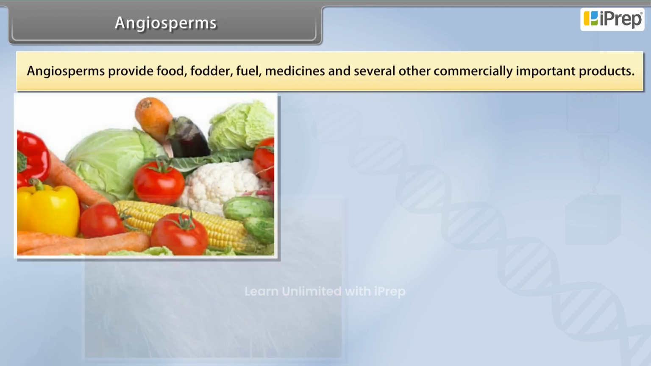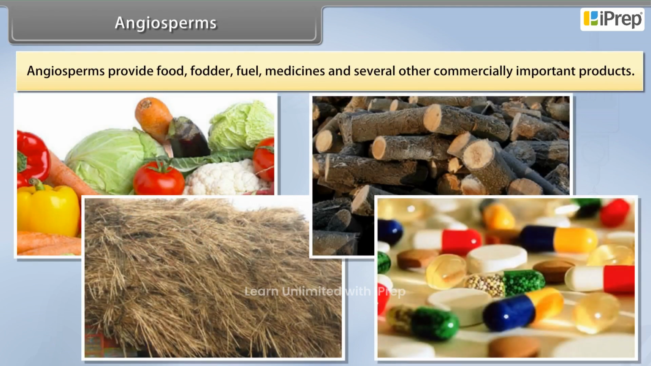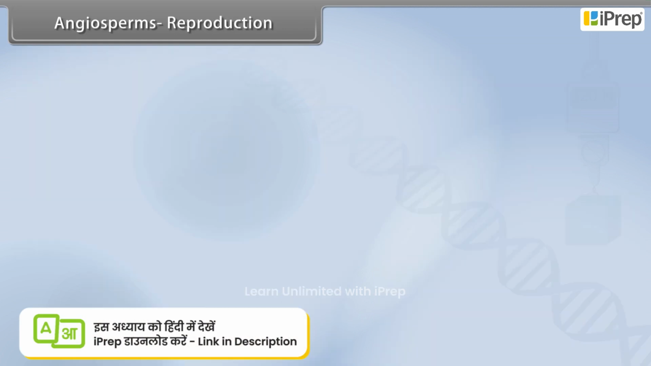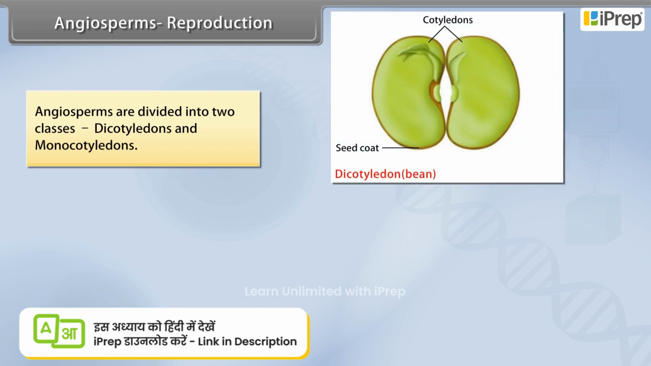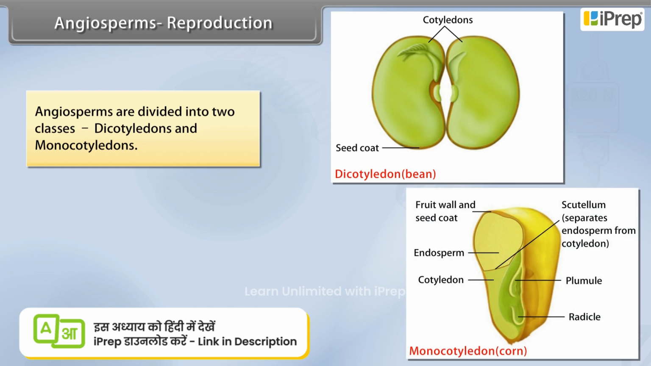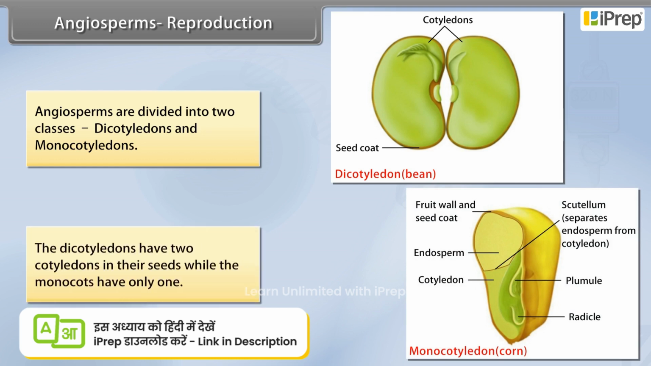Angiosperms provide food, fodder, fuel, medicines, and several other commercially important products. Angiosperms. Reproduction. Angiosperms are divided into two classes: dicotyledons and monocotyledons. The dicotyledons have two cotyledons in their seeds, while the monocots have only one.